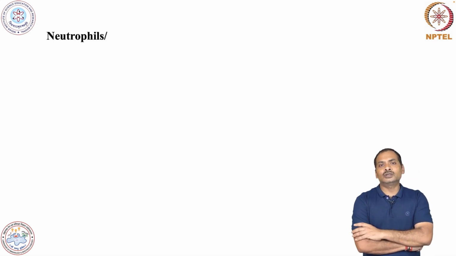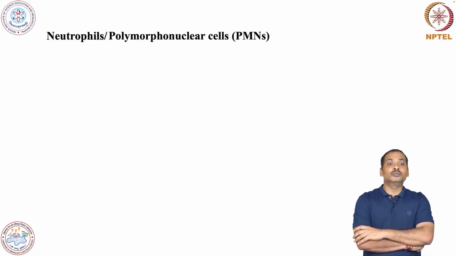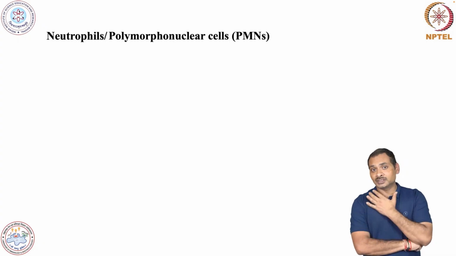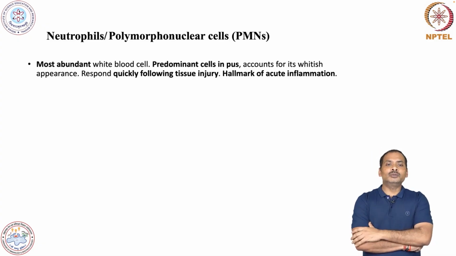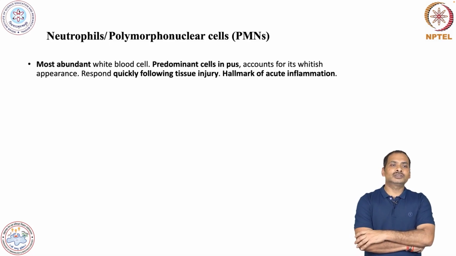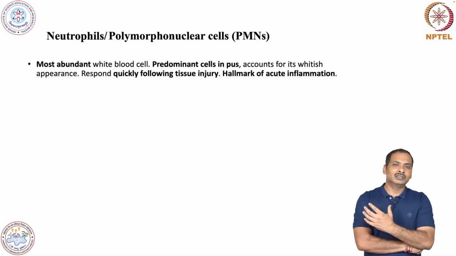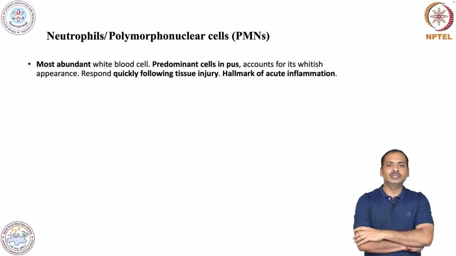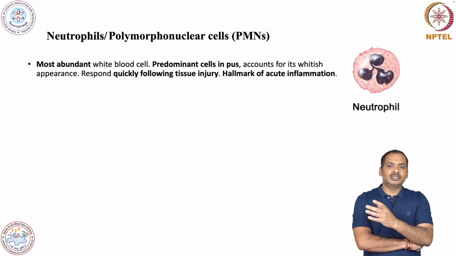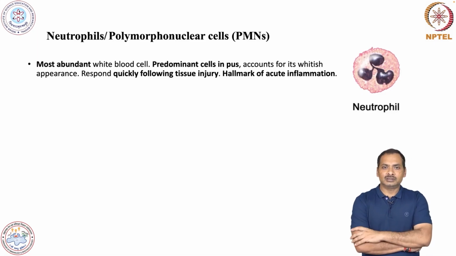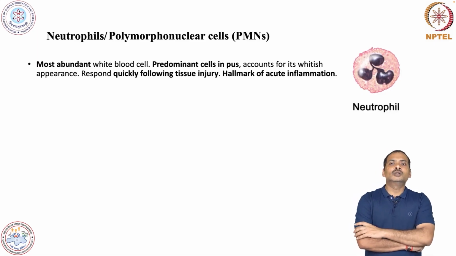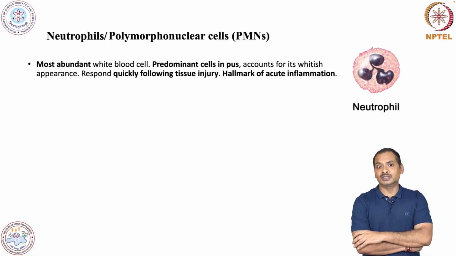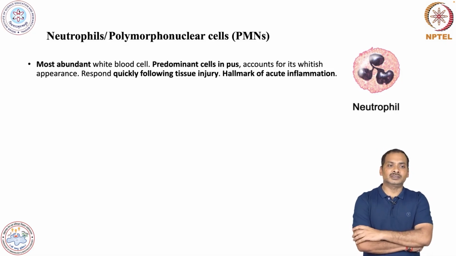Now, let us talk about the neutrophils. Neutrophils are also called polymorphonuclear cells. Why polymorphonuclear cells? Because they have a multi-lobed nucleus. Here you can see that there are multiple lobes of the nucleus. That is why we call it a polymorphonuclear cell, or in short form PMNs.